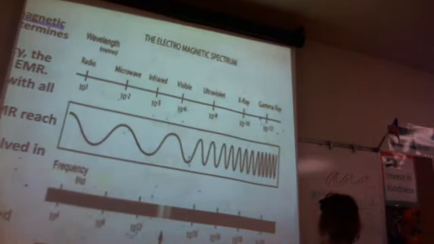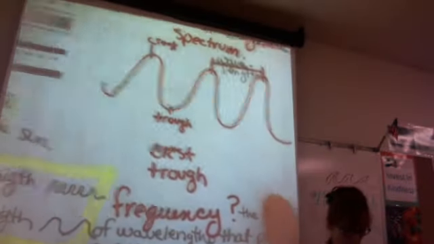So right here, we're going to go ahead and get into what is the electromagnetic spectrum.